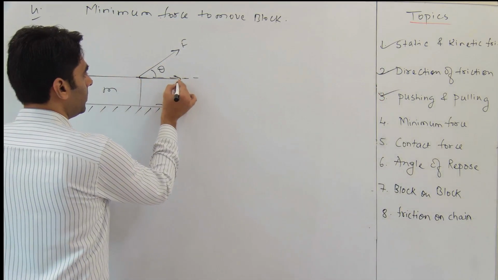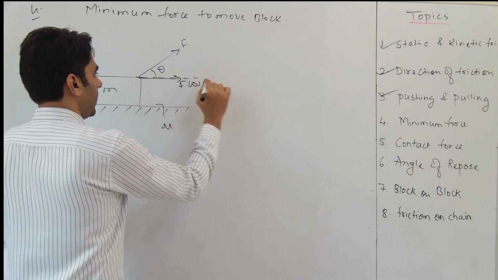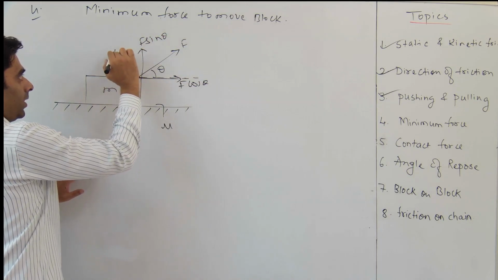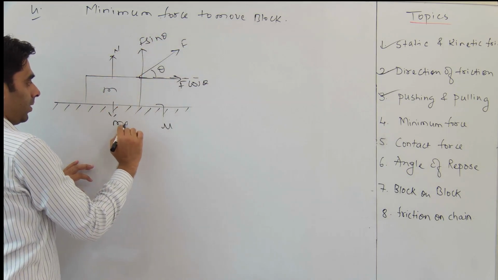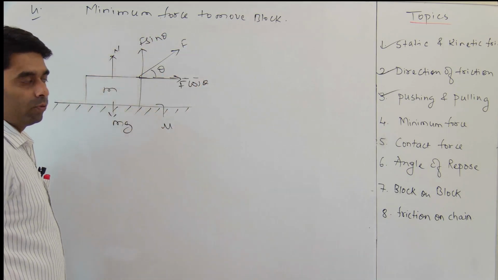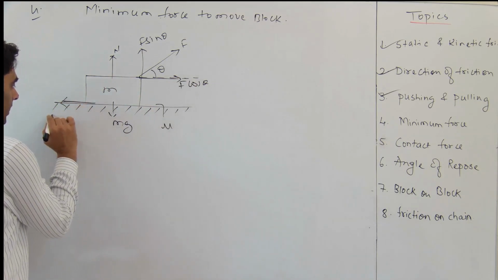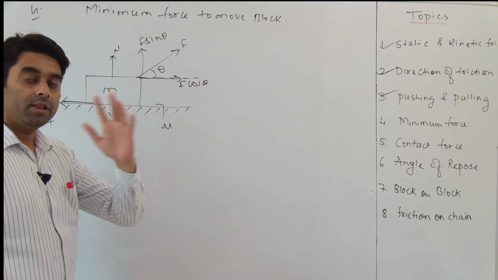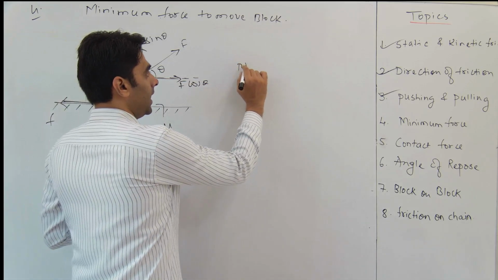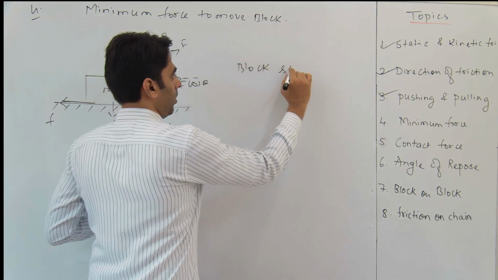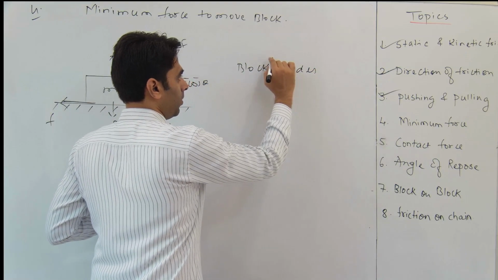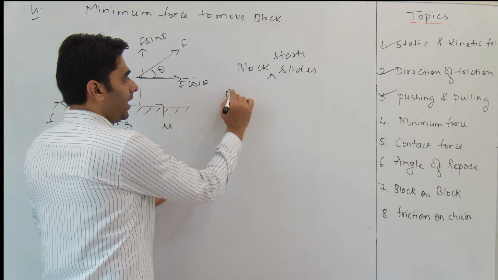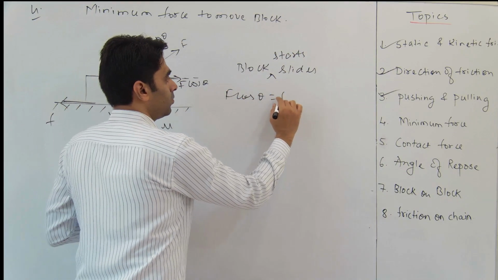Here this will be F cos theta, F sin theta, normal up, mg down. F cos theta is trying to move it, and static friction is opposing it. When will the block move? The block starts sliding when F cos theta is equal to limiting friction.